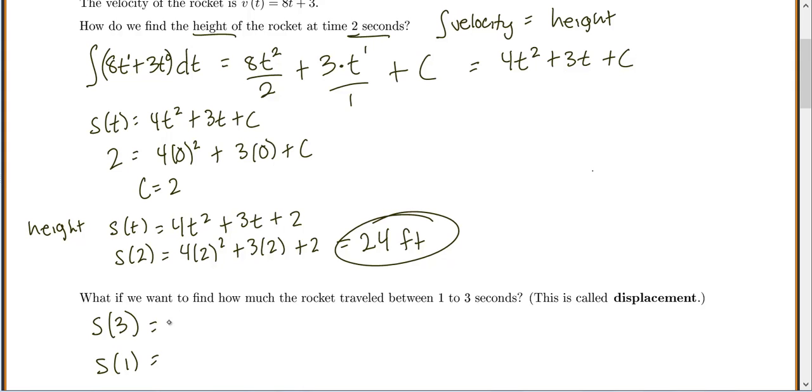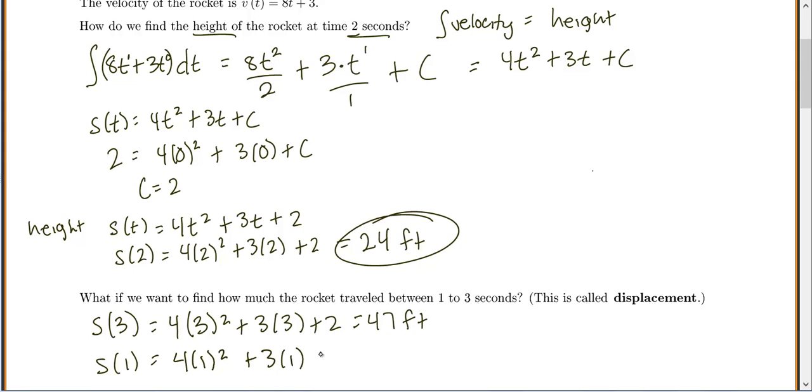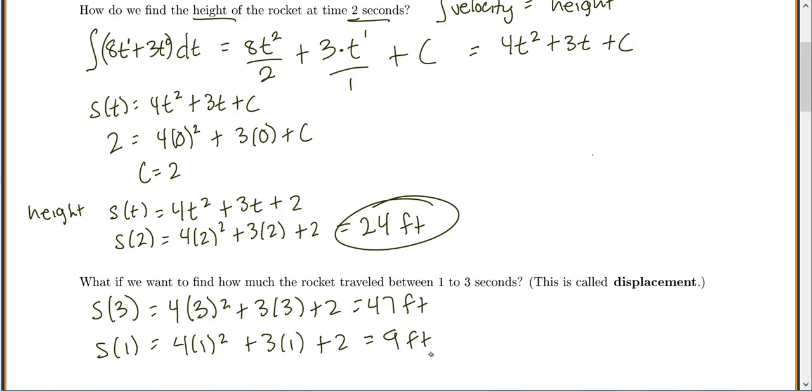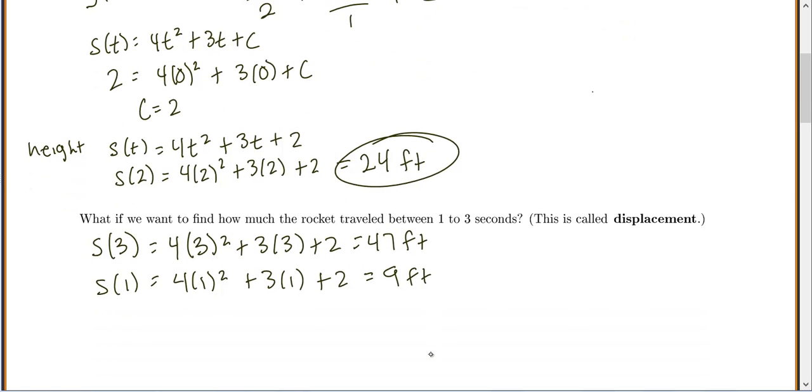So s of 3, we found s up above, so we'll just do 4 times 3 squared plus 3 times 3 plus 2, which is 47 feet. And at 1 second, it was at 4 times 1 squared plus 3 times 1 plus 2, and 4 plus 3 is 7, plus 2 is 9. So at 1 second it is at 9 feet. At 3 seconds it is at 47 feet.